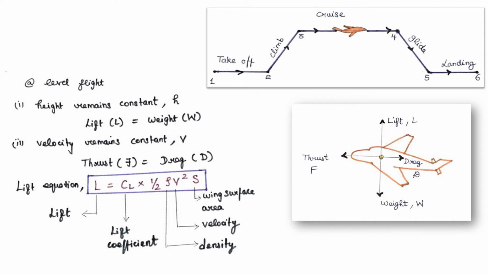During takeoff and climb, the lift produced has to be greater than the weight. Once it reaches a steady level, the aircraft maintains its height and velocity by balancing the lift with weight and the thrust with drag. So at level flight, as the height remains constant, lift equals weight, and as velocity remains constant, thrust equals drag. Based on the lift equation, the lift is represented as a product of half times the coefficient of lift, density, velocity square and wing surface area.